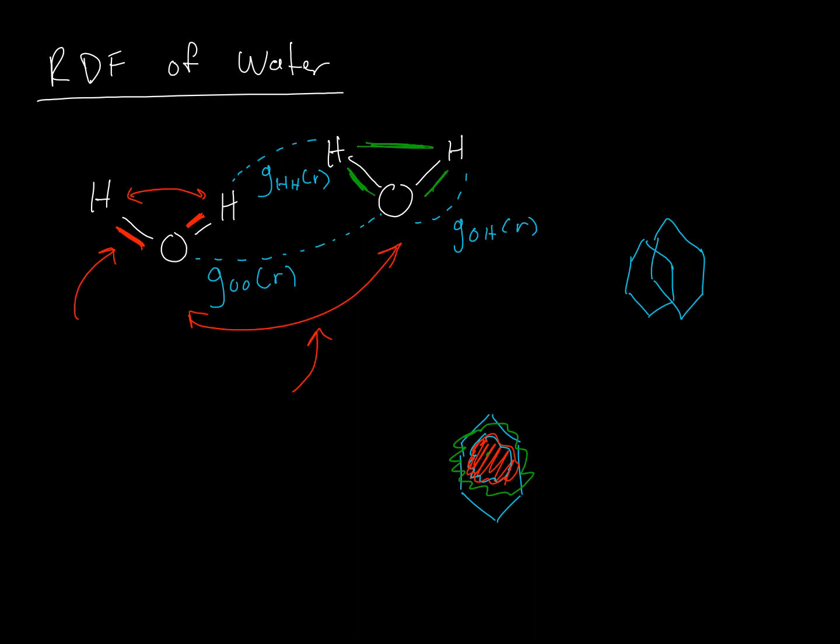But the way to think about it, right, is if I'm a water molecule here, I want to know, okay, what's the chance of seeing a hydrogen there versus a hydrogen there versus an oxygen there? That's all the information contained in a 3D radial distribution function.